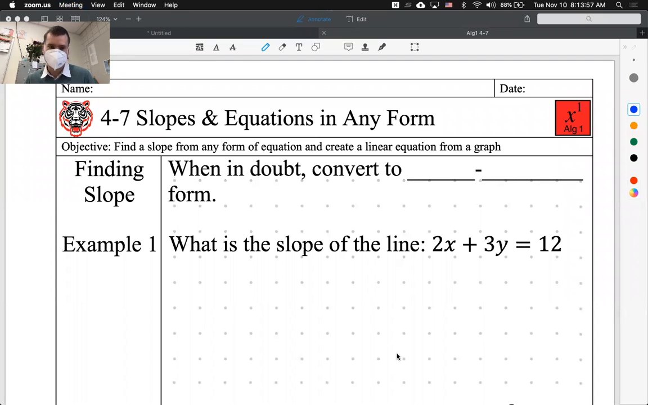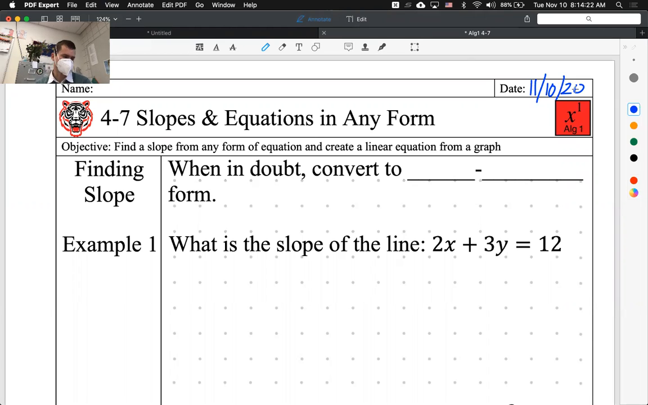All right, we're in Algebra 1. This is lesson 4-7, slopes and equations in any form. Today's date is Tuesday, November 10th, 2020. Our objective today is to do what? Diego was first. Find the slope from any form of equations and create a linear equation from a graph.